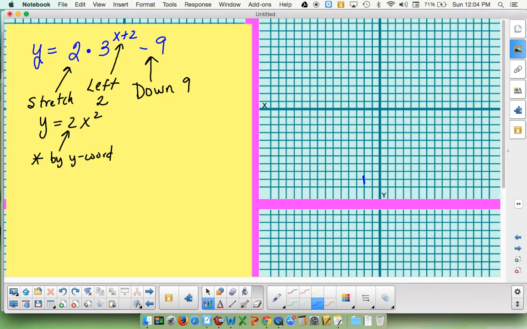Okay, the key thing to remember on an exponential function, the graph does not pass through that origin whatsoever. The only thing that passes through the origin is our friend the asymptote.